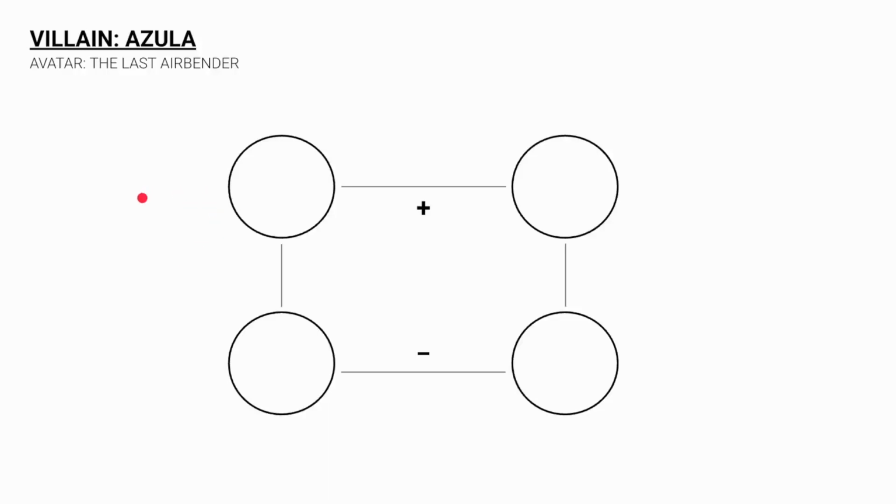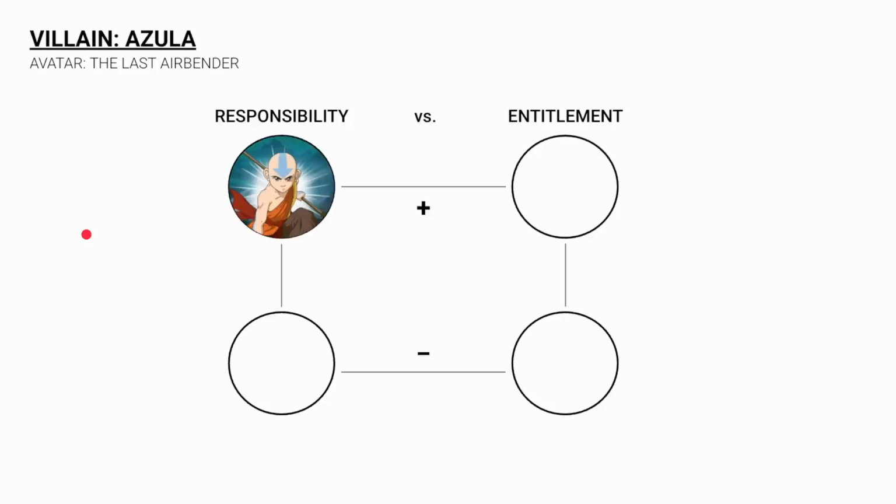So if we're going to start with the main four corner opposition for the entire series of The Last Airbender, we're going to start, of course, with the values that I think are in conflict at the core of this. And the ones that I saw, somebody else could break it down a little bit differently, are responsibility versus entitlement. And so as usual, we're going to have our protagonist in the positive expression of the first value.